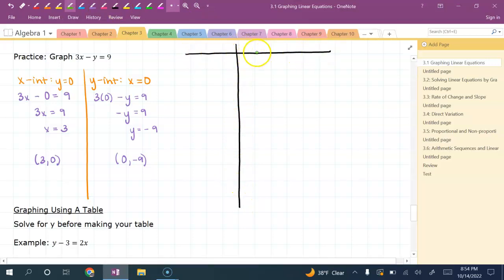So (3, 0) would be going to the right 3. (0, -9) would be going down 9. And then again, you just need to connect your dots, draw that line, do the arrows just like before.